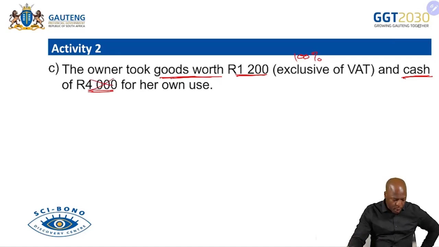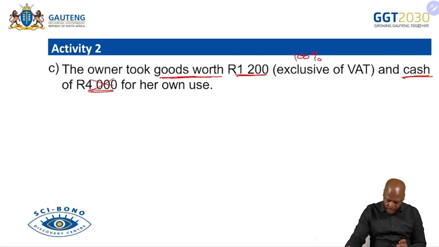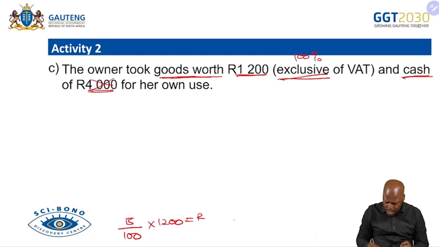Okay. So if the owner takes goods for 1,200, we want to establish, if the owner is taking goods, what direction are the goods going? Whilst you're busy thinking about that, let's do the calculation. What do we want? We want VAT, which is 15. What do we have? The goods are exclusive. So exclusive is my 100 multiplied by my 1,200.